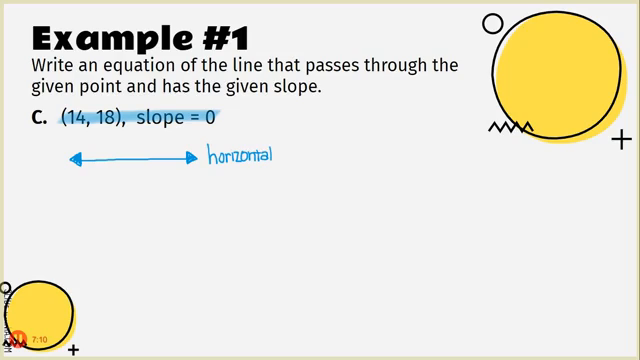And they will cross the y-axis. And so we know then that our equation will always be y equals the y value of our ordered pair, and our y value is 18. So our equation is y equals 18.